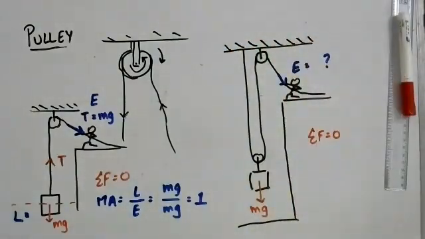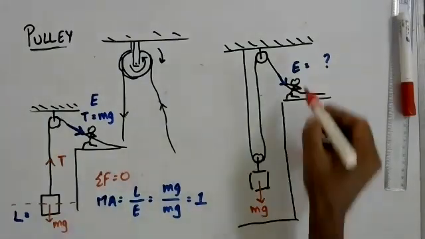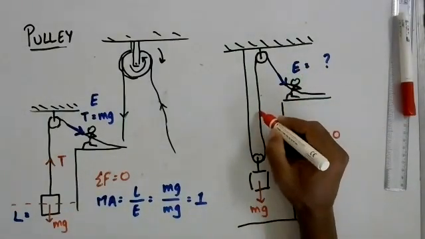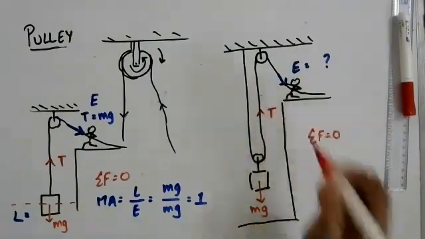Shouldn't it be half mg? Yeah, exactly. So you are saying the effort is equal to half mg. Can you just walk us through why it has to be half mg? What I'm guessing is that the effort is equal to the tension there, right? Then the effort that he is applying has to be equal to the tension over here.